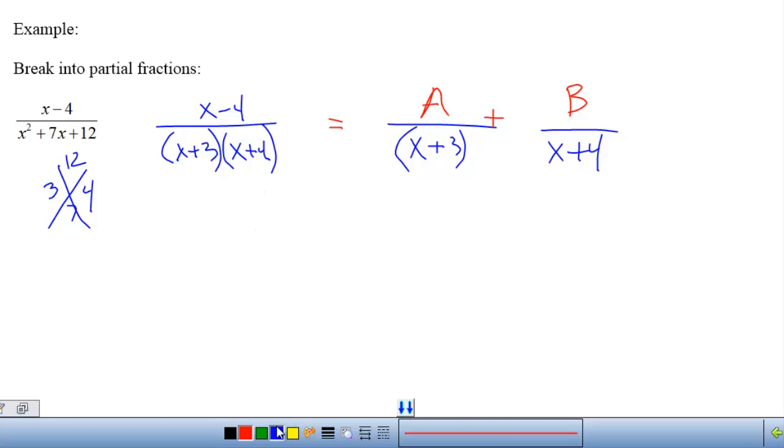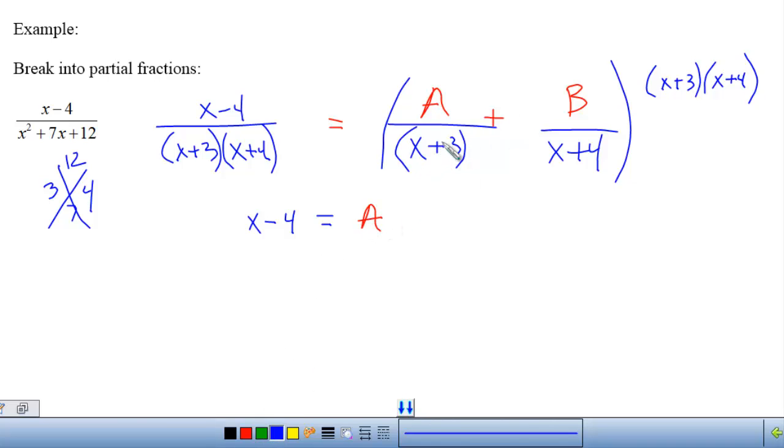So it will cancel, and we're left with x minus 4 and that equals. Then in this case, when I multiply this whole thing, let me show it here, times x plus 3 times x plus 4, it cancels here, and I'm going to get a. So my x plus 3 cancels, so I get a times x plus 4. I'm not going to distribute that out right now, and you'll see here in a second why. And then I get b, and when I distribute this to this term, x plus 4s will cancel, so I get b times x plus 3.